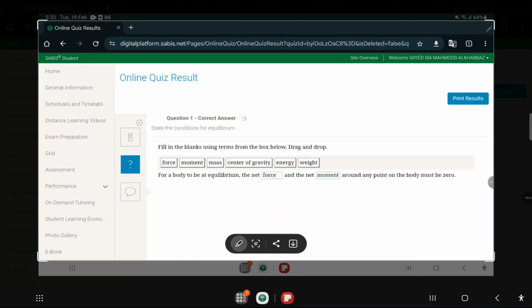Today we are going to be solving the Physics Quiz, Term 2, Week 9 CA quiz for non-transition year.